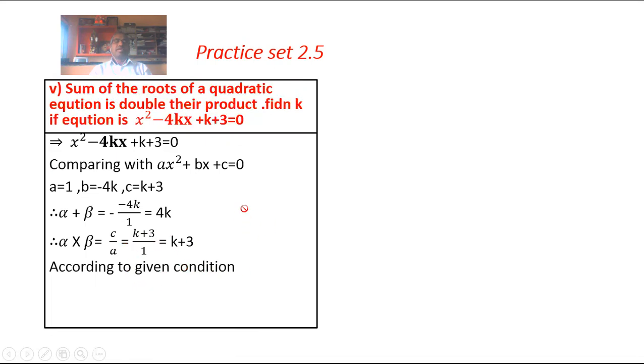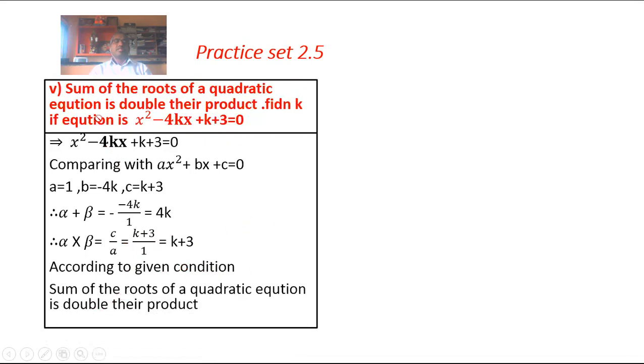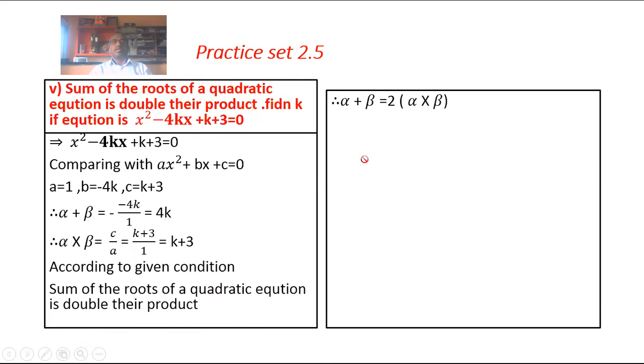According to the given condition, sum of roots of the quadratic equation is double their product. Therefore, alpha plus beta, the sum of two roots, is equal to double of their product, 2 multiply alpha into beta. Substitute the values: alpha plus beta is equal to 4k is equal to 2 multiply alpha into beta, which is k plus 3. Therefore, 4k is equal to 2 multiply k plus 3.